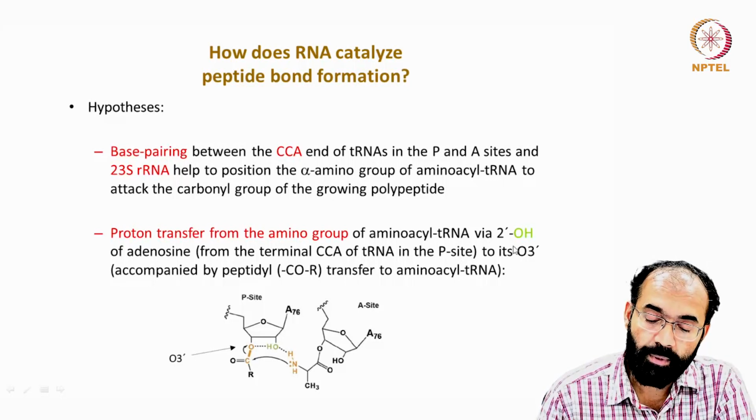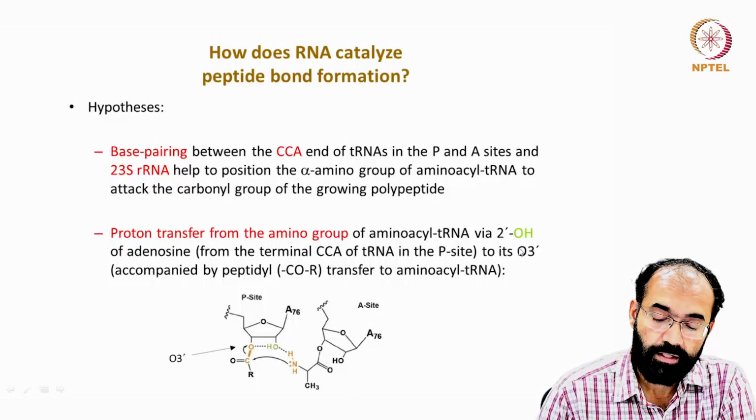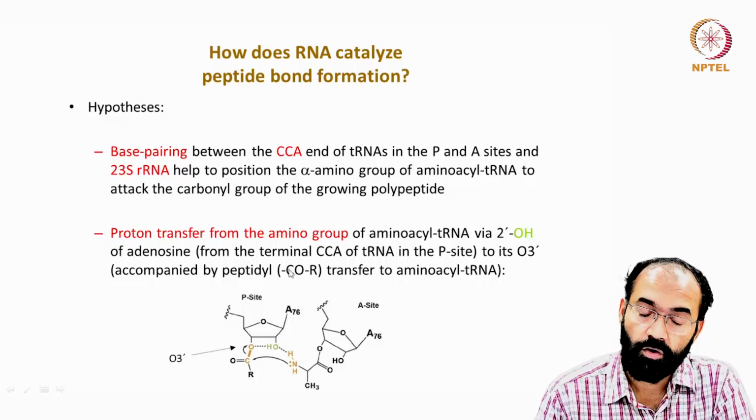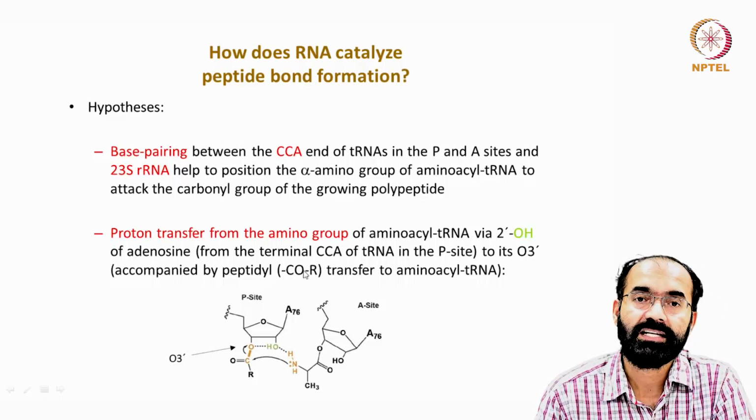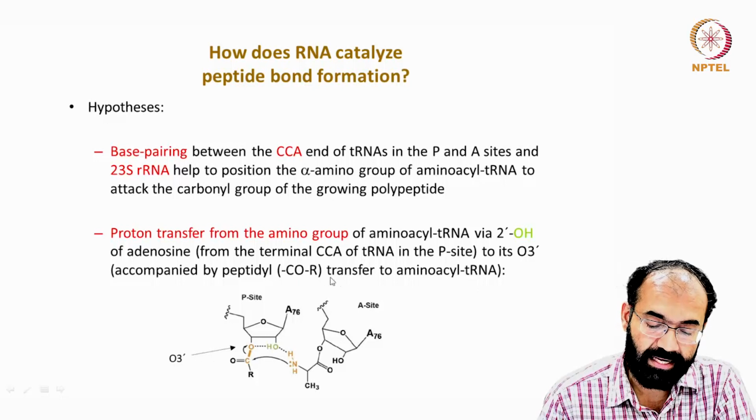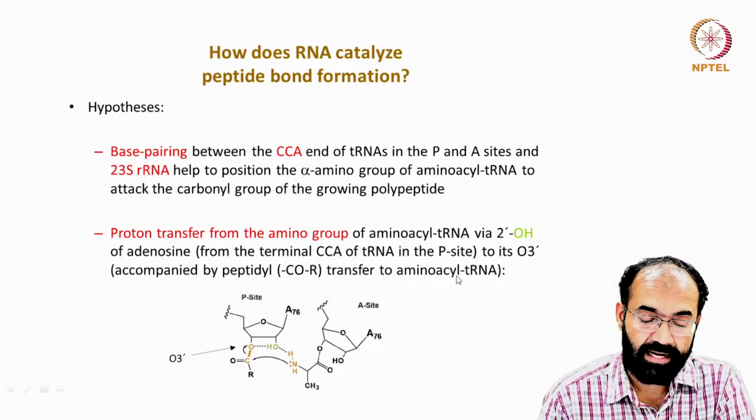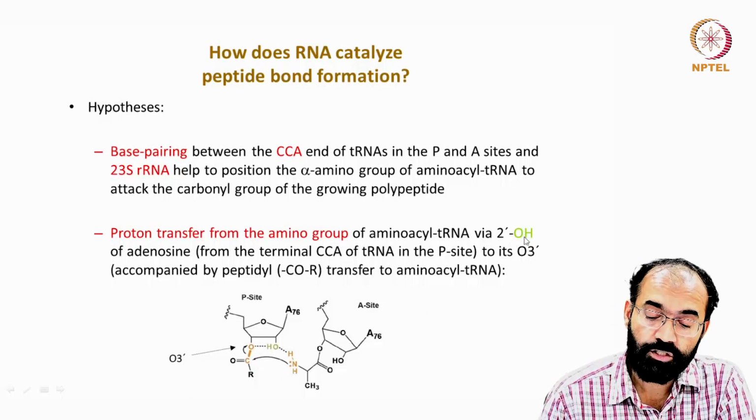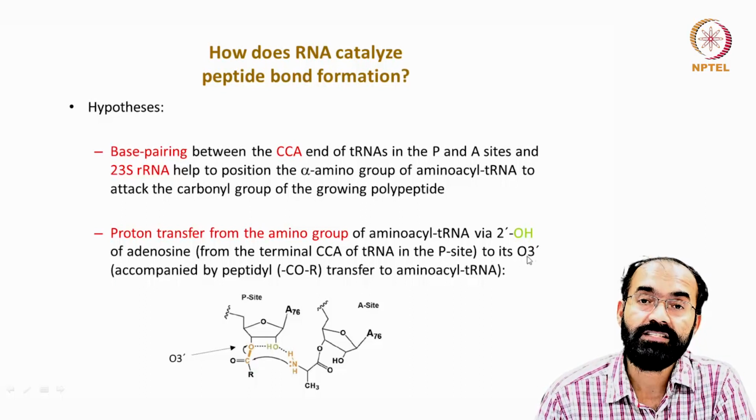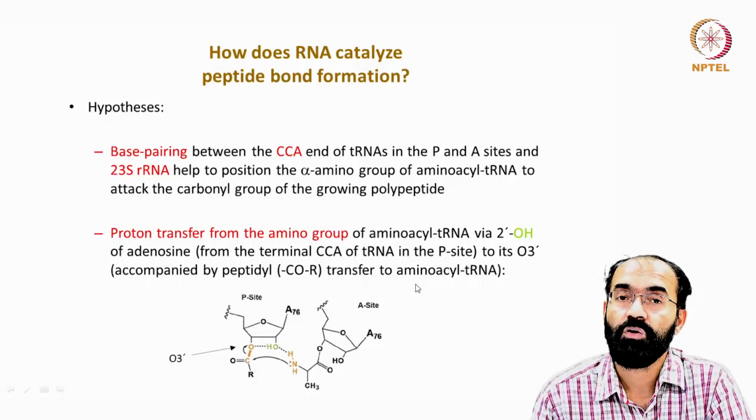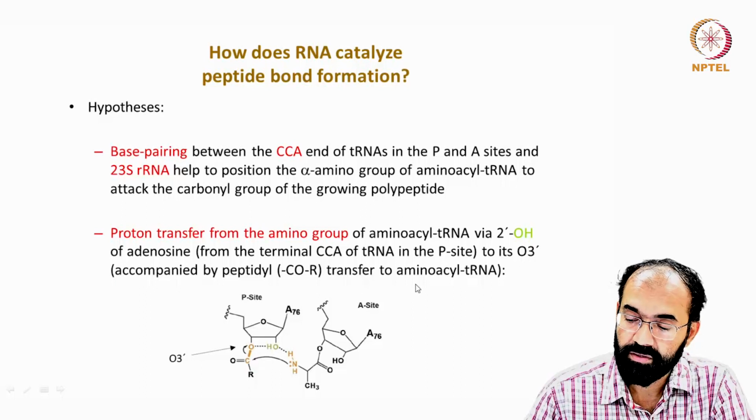And what happens? This 2' OH to the O3' of, accompanied by the peptidyl group, or in other words, the peptidyl group is written as CO-R. R is basically a common group. CO is the peptide bond, peptidyl or a carbonyl bond, we call it that, and transfer to the amino acid tRNA. So this proton transfer from the amino group of the amino acid tRNA via the 2' OH of the adenosine to its oxygen at the 3' of the COR group is what is going to contribute to this peptide bond formation.